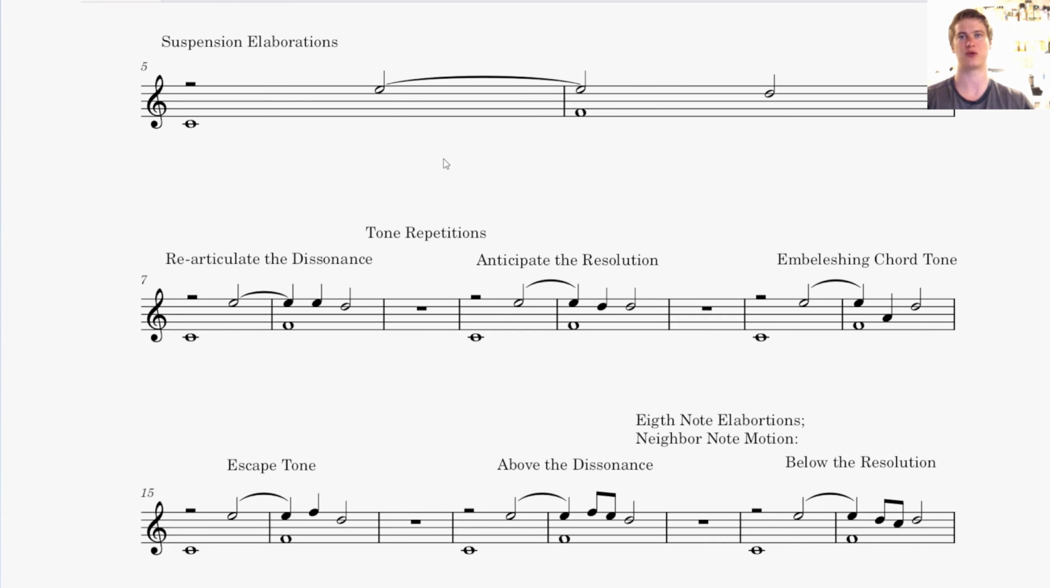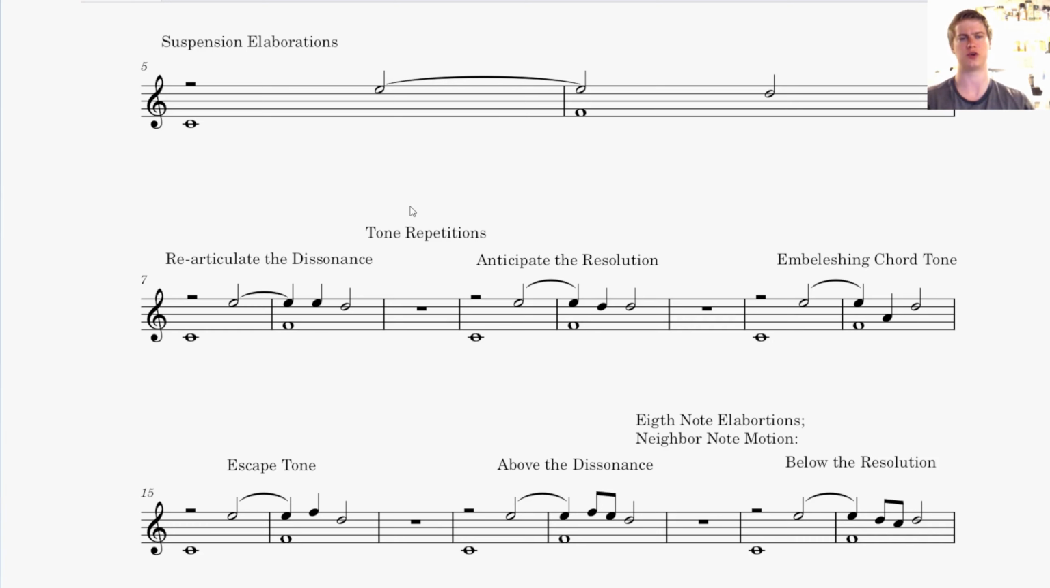Okay, so here are some elaborations that we can use to work with this 7-6 suspension example. All of the suspension elaborations that are shown are going to be on beat 2 of the second measure. This is going to make the elaborations in between the dissonant suspension and the resolution. None of these elaborations function as resolutions to the dissonance, since they are only elaborating in a brief moment between the suspension and the resolution. Think of it as a decorated suspension.